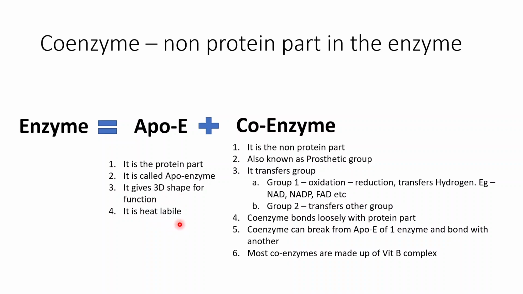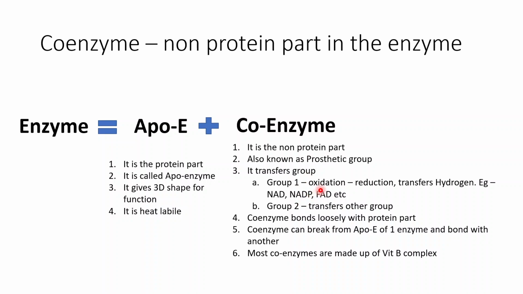Okay, and it is heat labile. Whereas the coenzyme, it is the non-protein part. Okay, coenzyme is the non-protein part. It is also known as prosthetic group. Okay, now these coenzymes, they help in transfer. Okay, now we have group 1 coenzyme and group 2 coenzyme.